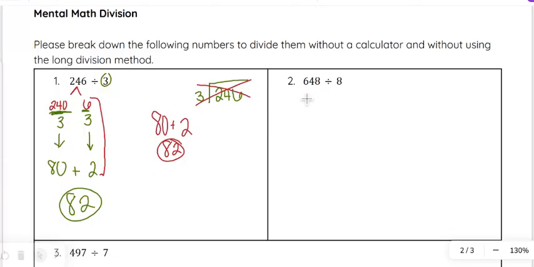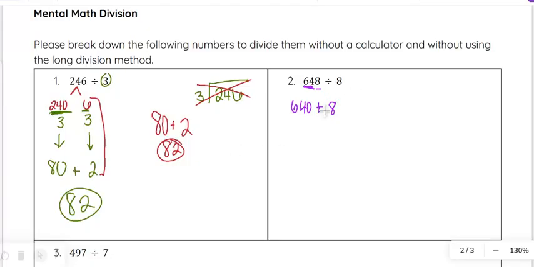So looking at number 2, we have 648 divided by 8. Again, if I look at these separately, while 8 is divisible by 8, 6 is not evenly divisible by 8. Additionally, if I look at 600 divided by 8, I like to look at those first two numbers and see, okay, is 60 evenly divisible by 8? And that is not the case. So I'm not going to use 600. I'm actually going to look at 640 now. 640 might be helpful because 64 is divisible by 8.